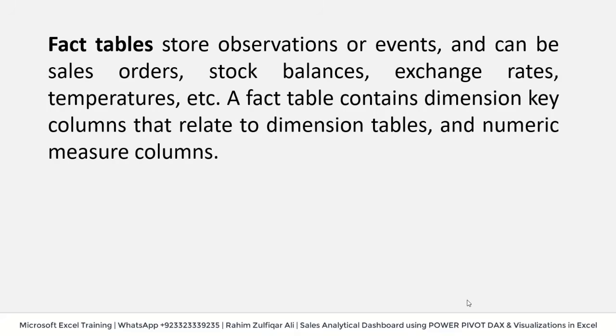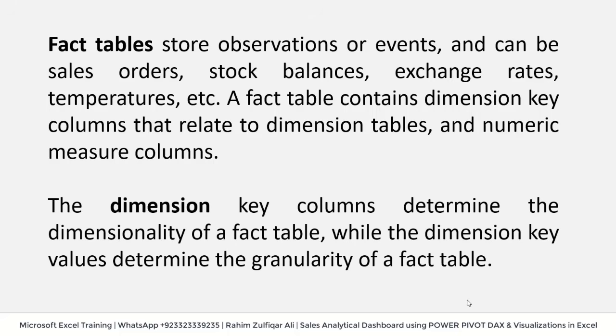Let's talk about the fact tables. So fact tables store the observations or events. So it's very easy now to learn. Fact tables primarily store observations or events. It could be financial or non-financial. And the examples are sales orders, stock balances, exchange rates, temperatures, etc. So a fact table contains dimension key columns that can relate to dimension tables and numeric measure columns.